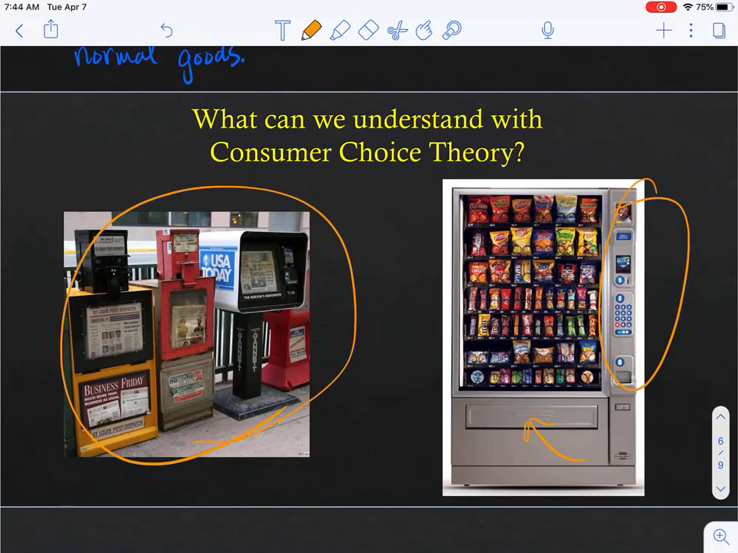So why the different technology? Is it because people who read newspapers are honest and they won't take more than they paid for, and people who drink soda and eat candy are not? I don't think that's it. I think the same people drink soda and eat candy and read newspapers. So what's the difference?